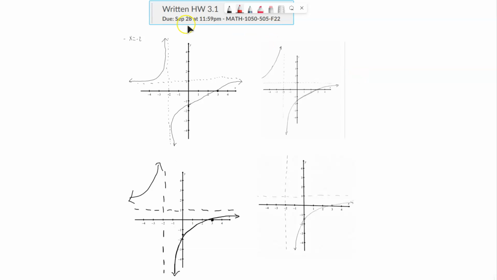All right, let's discuss a little bit of the written homework 3.1, these graphs. So each graph has good things and bad things. The good thing about this first graph are the arrows that signify that this graph goes forever. The points of the intercepts are well defined. The asymptotes are dashed. However, the asymptotes are not necessarily vertical or horizontal, so that's one issue.